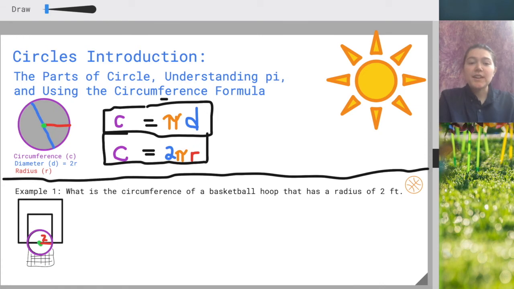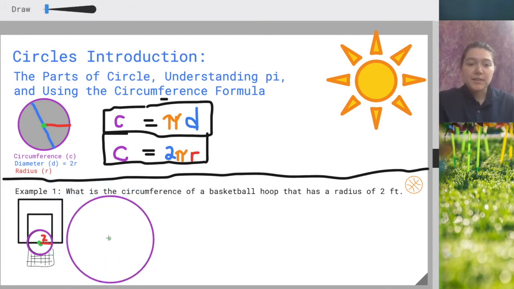So sample 1 asks, what is the circumference of a basketball hoop that has a radius of 2 feet? So I kind of attempted to draw this. So a basketball hoop is a circle. Thus, we can find the circumference, that distance around the circle, based on the radius. All right, so let me redraw my circle. Here's my basketball hoop. This is the center of my circle, and I'm told that my radius is 2 feet. And now they're telling us, find the circumference.